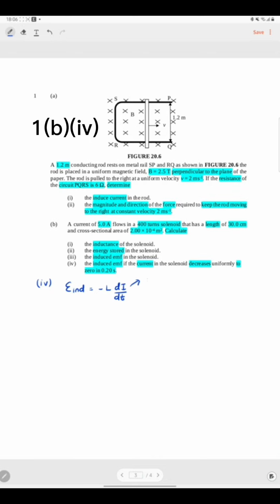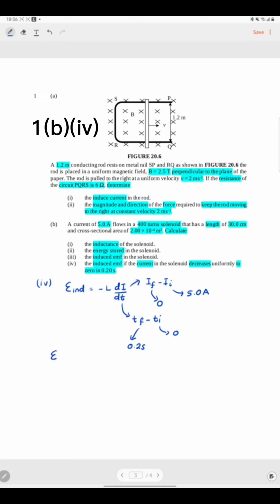So di here means I final minus I initial. For this question, I final is 0. I initial given is 5.0 ampere, and the dt here means T final minus T initial. So our T initial is 0 and our T final is 0.2 seconds, the time taken for the change from 5 ampere to 0 ampere. So now we have all the values and can substitute them into this equation.